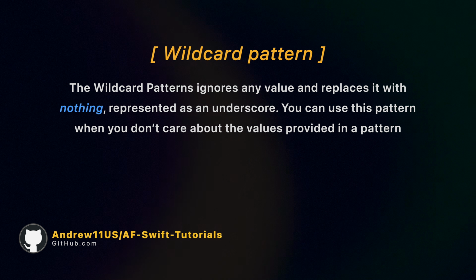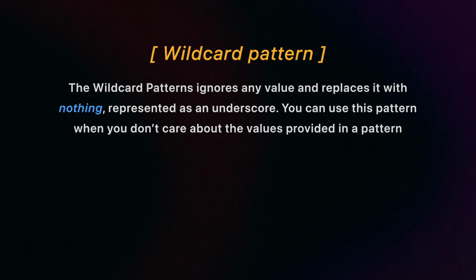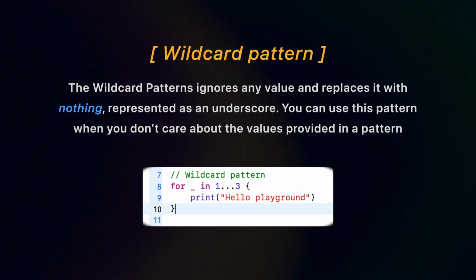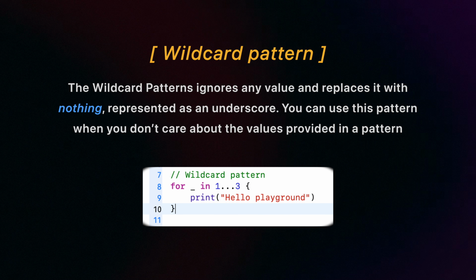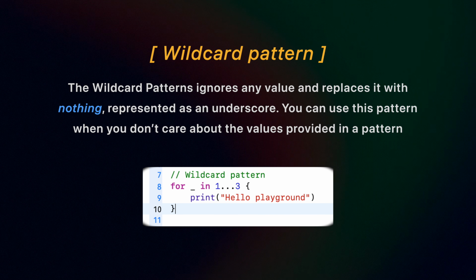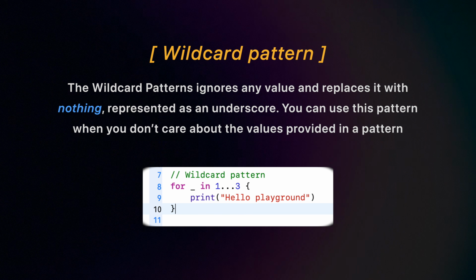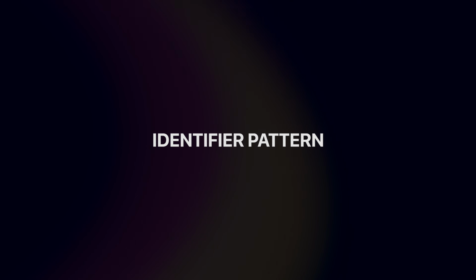The wildcard pattern ignores any value and replaces it with nothing, represented as an underscore. You can use this pattern when you don't care about the values provided in a pattern. For example, in a for loop iteration over the values of a collection when you don't care about the values but need to do something repeatedly. Next, Identifier pattern.